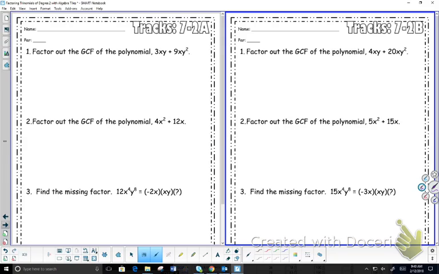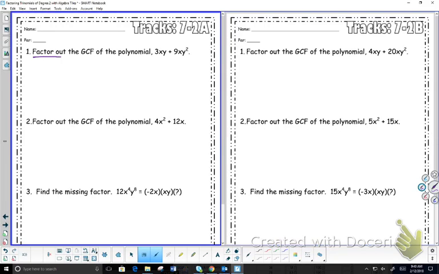I'm going to start off by reviewing both of these tracks. The first thing says to factor out the GCF. Okay, so if I'm going to factor it out, first I've got to know what it is. So I'm looking for the biggest thing that these two terms have in common. You'll notice they both have a 3 in common, they both have an x, and they both have a y. And that's the biggest thing, one y. They both have one y, they both have one x, and they both have one 3.